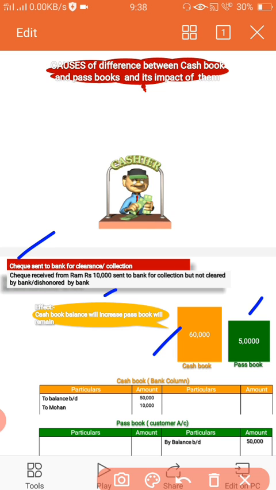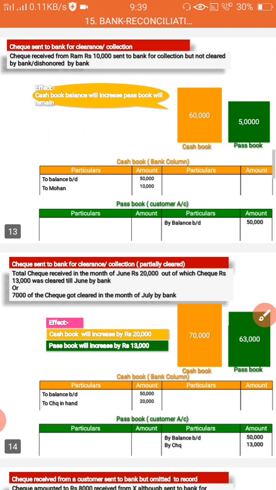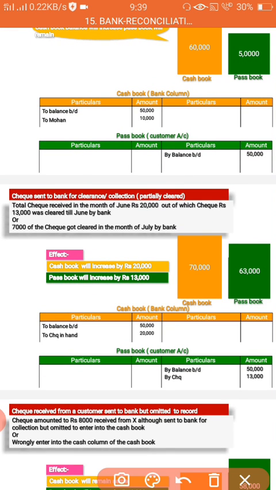Means what is the effect of this entry? Cash book balance will increase but passbook balance will remain the same. Clear? See, in the cash book we have recorded 10,000 as we have deposited it into the bank from our side, but that check is not cleared by bank and passbook is showing the same balance, 50,000. This is one of the reasons of difference between cash book and bank statement. Clear? See the next one.